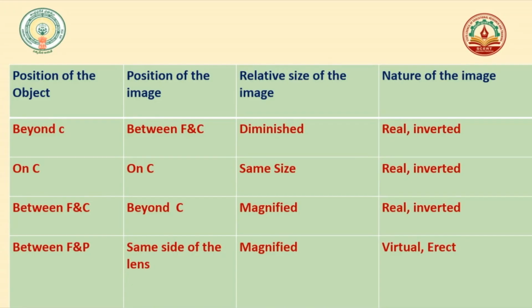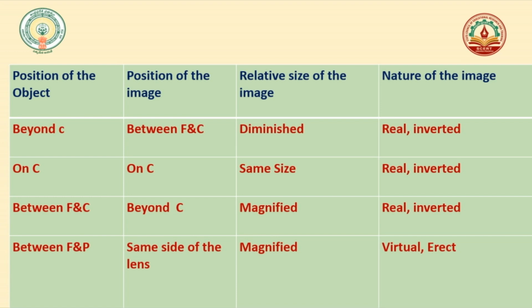Now we shall summarize the various positions of the object and their respective positions of the images. If the object is beyond C, the image is between F and C, diminished, real and inverted. If the object is on C, the nature of the image is same size, real, inverted, on C. If the object is between F and C, the image will be beyond C, magnified, real, inverted. In these three situations, we can observe real images.